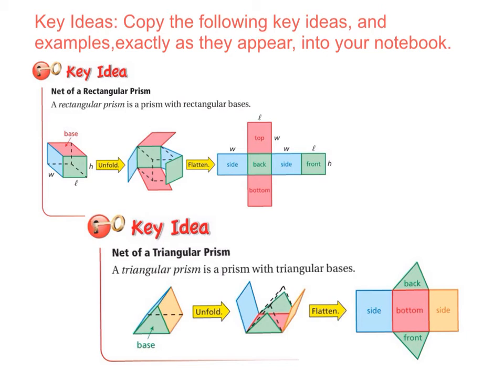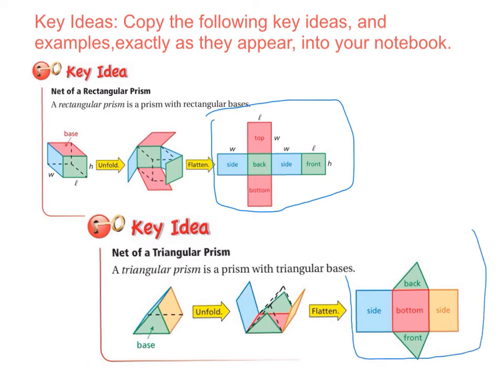If you have a hard time drawing all of the steps, that's okay, as long as you get the last part drawn with the labels of length and width and height on there, and top, back, and bottom, and side and front. So be sure you label everything correctly. And then the second key idea is the net of a triangular prism, and a triangular prism is a prism with triangular bases, and do your best to draw that as well. And again, if all you can draw is this end product with it flattened out, that's acceptable. So we've got the side, bottom, side, and the back and the front.